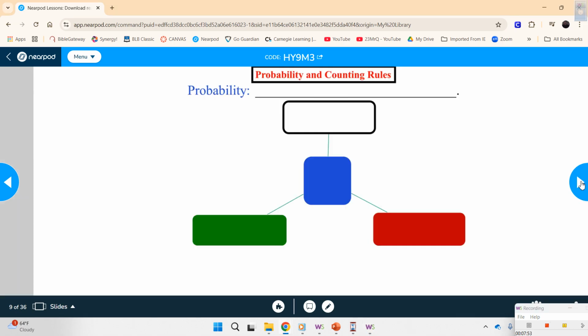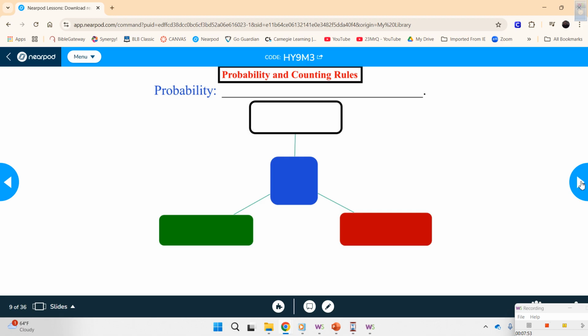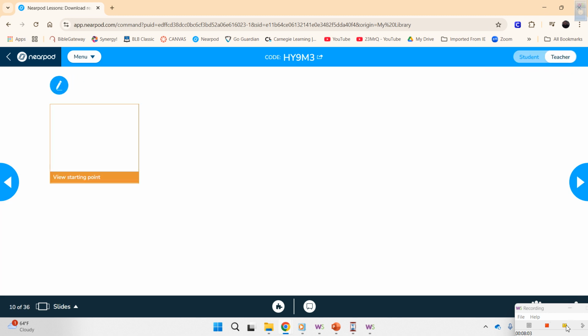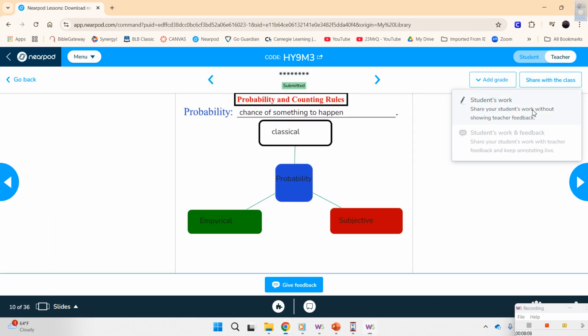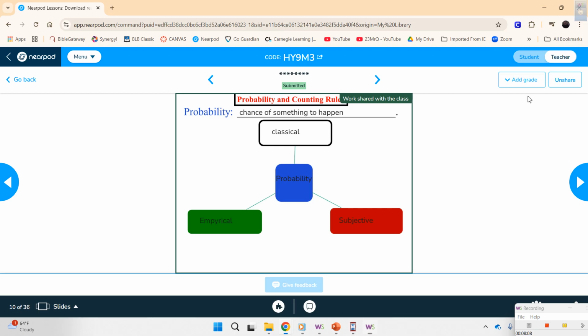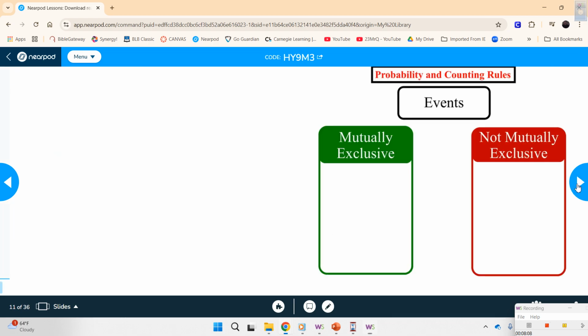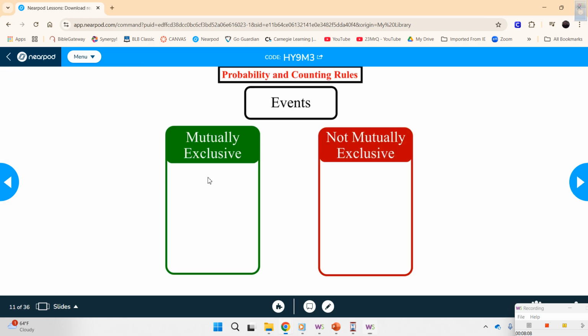All right, here we go. By now, you should know the definition of probability and the three different probabilities that we covered, yes? So with that said, fill in the screen, please. I'll give you some time. All right, correct answer on your screen from one of your colleagues: probability is the chance of something happening. I'll take that. Probability is classical, empirical, and subjective. Not bad. From there, we talked about events that are mutually exclusive and not mutually exclusive.